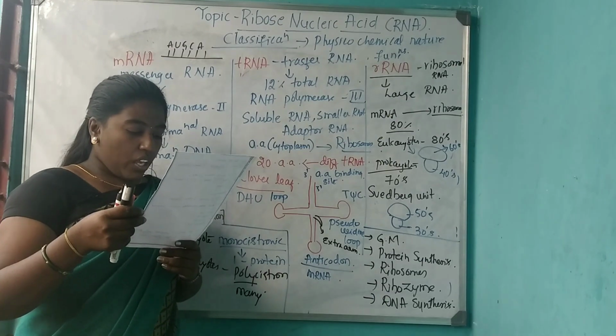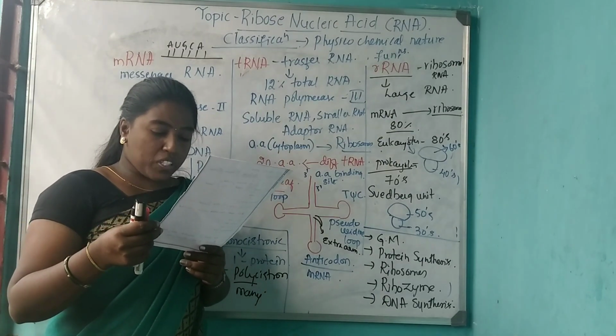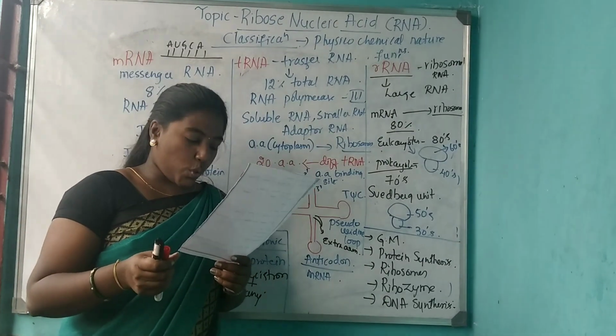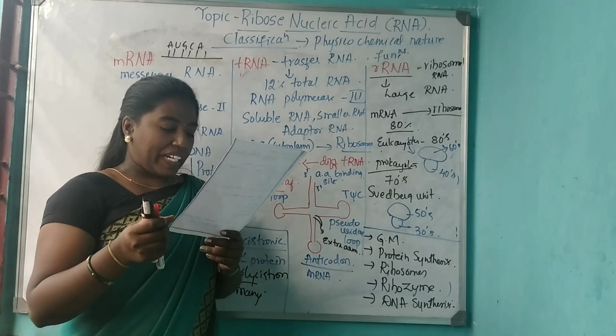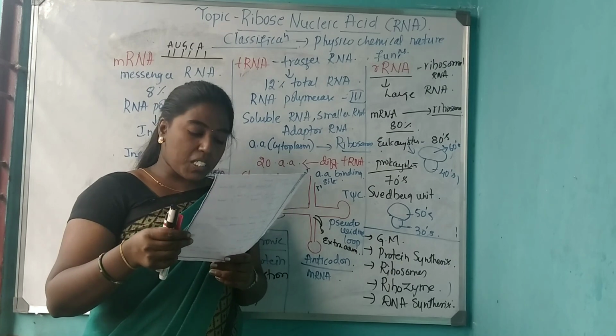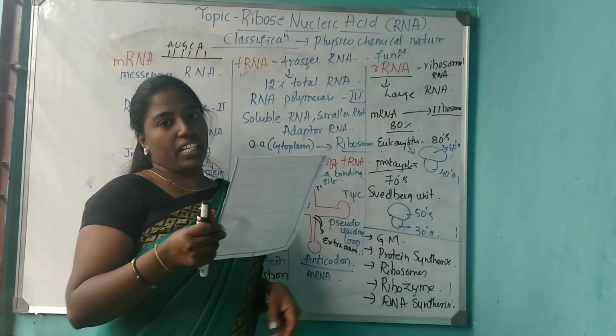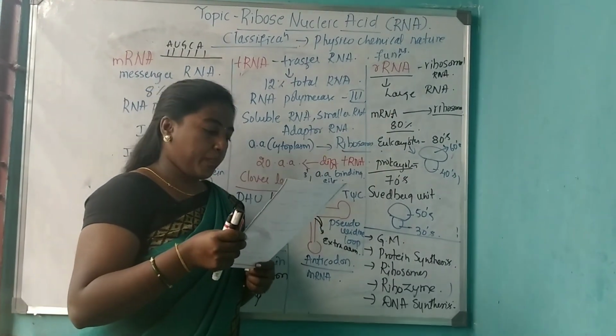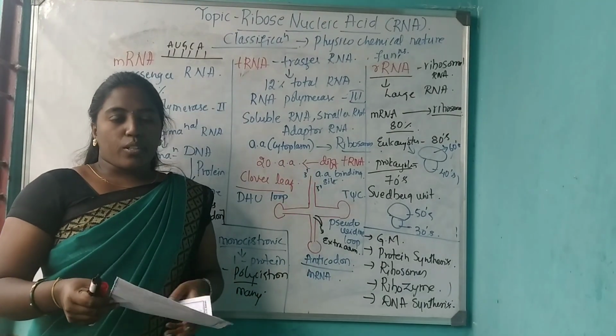The next is, which RNA forms the integral part of the ribosomes? That is mRNA, rRNA, tRNA, none of these. The answer is B, that is rRNA, ribosomal RNA. Okay. So this is regarding today's class, students.